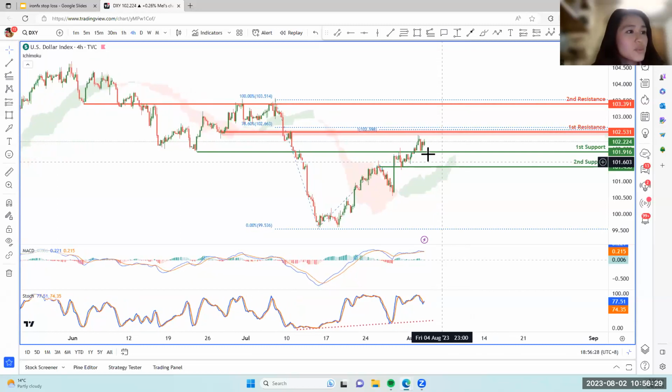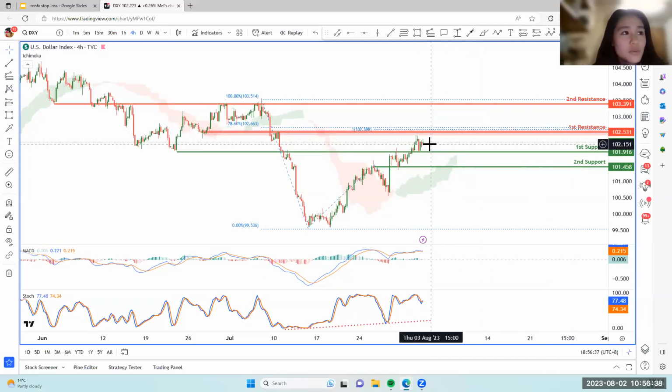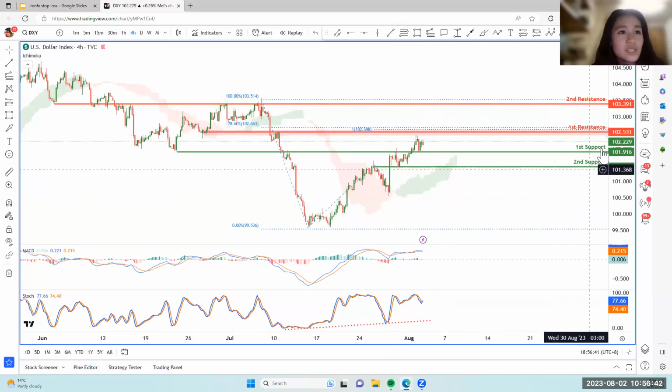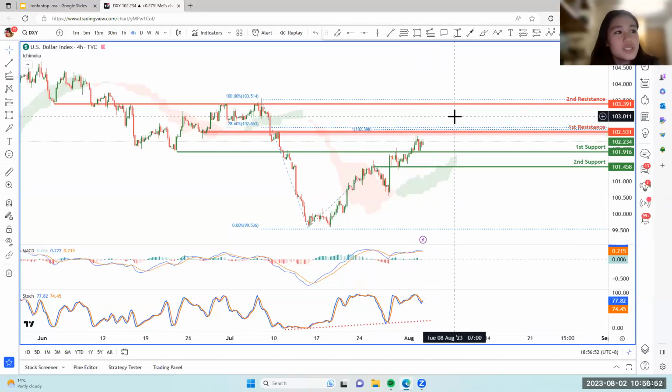So we can expect price to continue upwards and be attracted to our first resistance since there is such a major confluence area here. But we can also maybe expect it to reverse off and hit back down to our first support. As of right now, it will be attracted to the first resistance, but it's not likely to pass such a large resistance area.